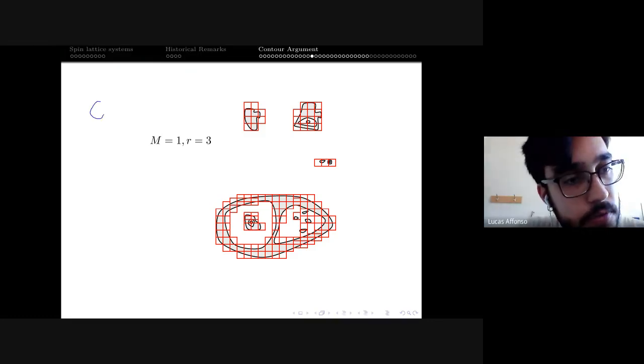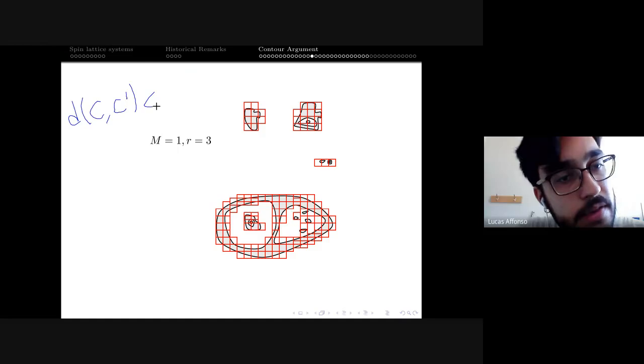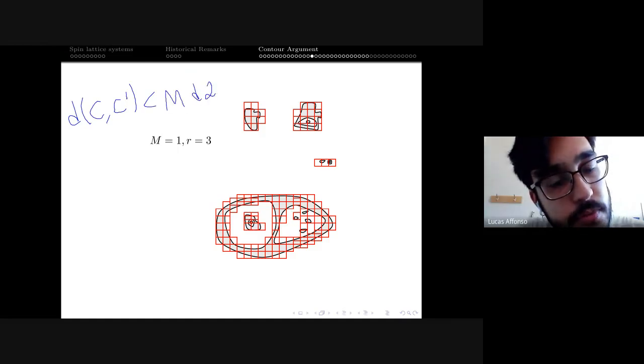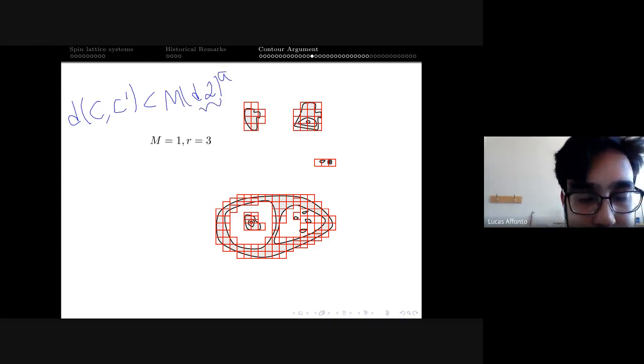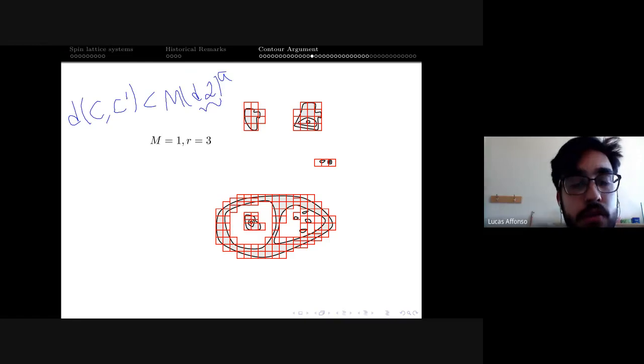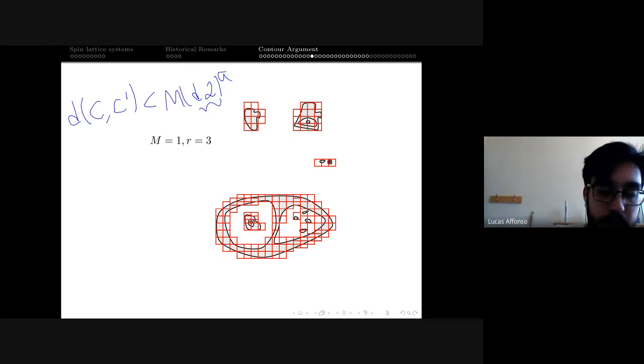If you take two cubes here, let's say C and C prime, I say that the cubes are close if their distance is less than m times d to a. This is the diameter of these cubes in the L1 norm, and we say that these cubes are close. So what you do is organize into subsets the cubes that are close. You count how many cubes are in each of the subsets.